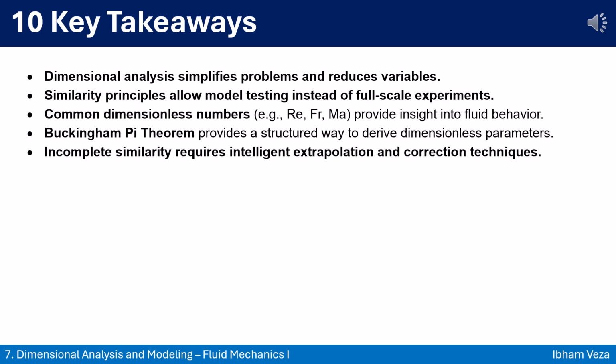Dimensionless numbers like Reynolds, Froude, and Mach numbers reveal hidden patterns in fluid behavior. Buckingham Pi Theorem gives you a reliable, structured method to derive these dimensionless groups. Incomplete similarity? No problem. Engineers use extrapolation and correction techniques to make accurate predictions. With these tools, you'll solve problems faster and smarter.